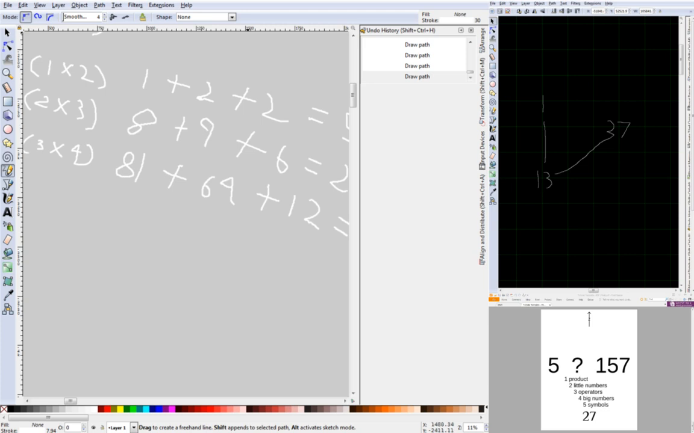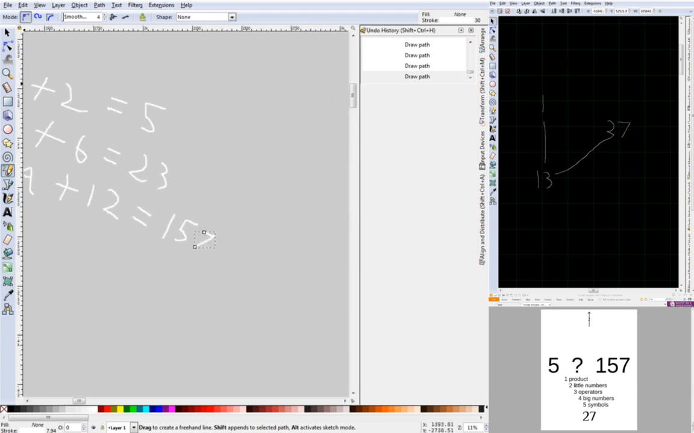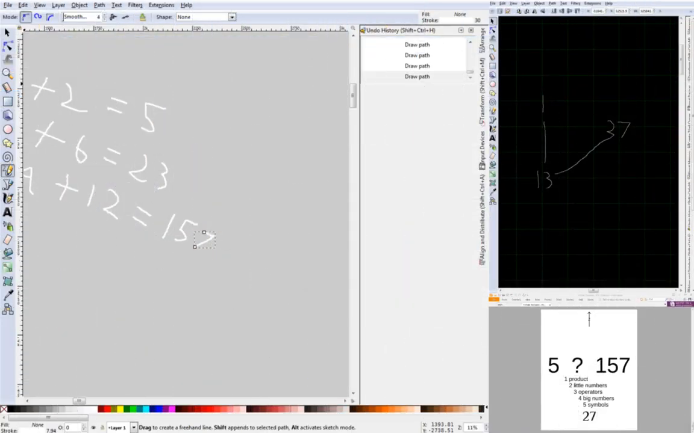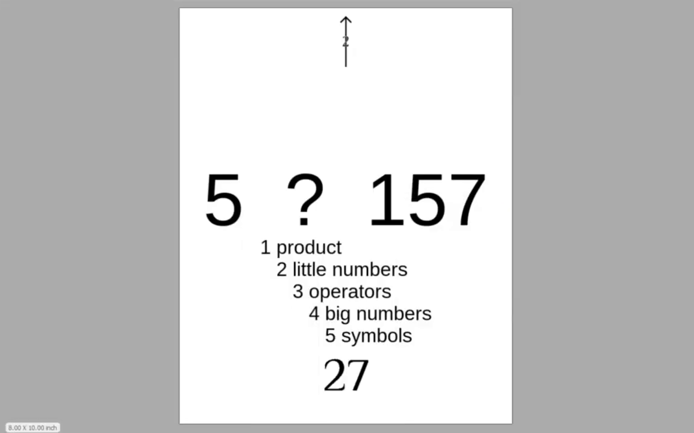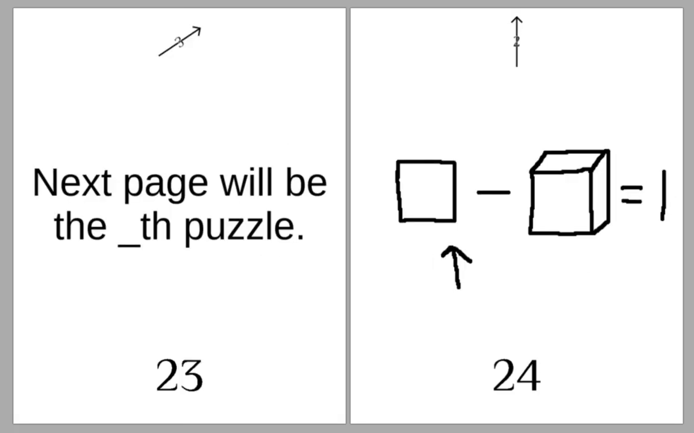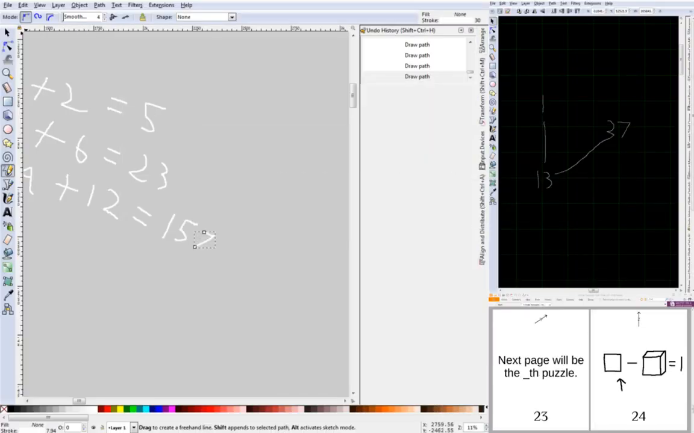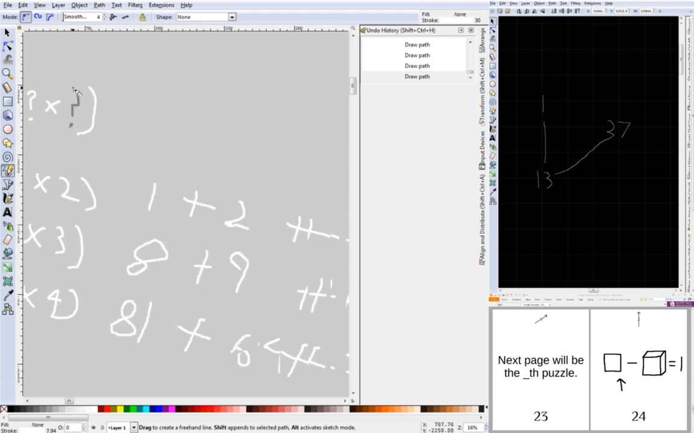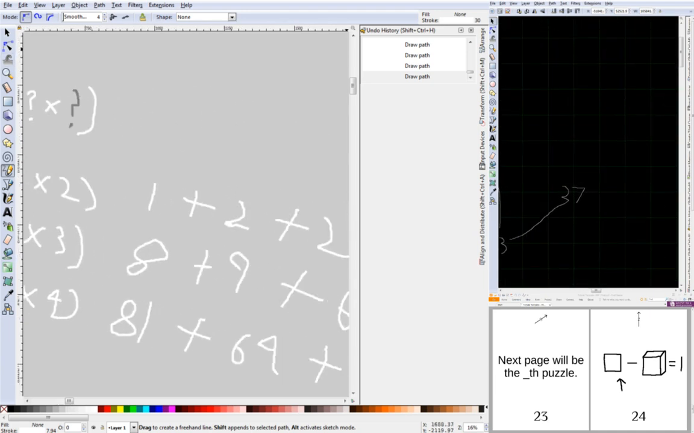And just in case something silly happened there, I checked it here with this formula, as a pattern and all that. Okay. So now that you know that, we're gonna flip to page 23. Okay. There's a lot going on. I have to reorient myself a bit.